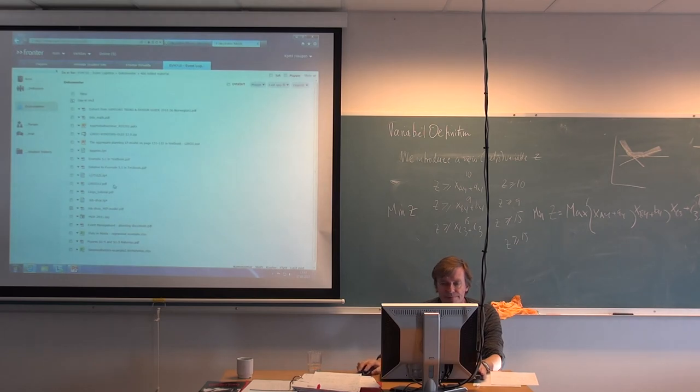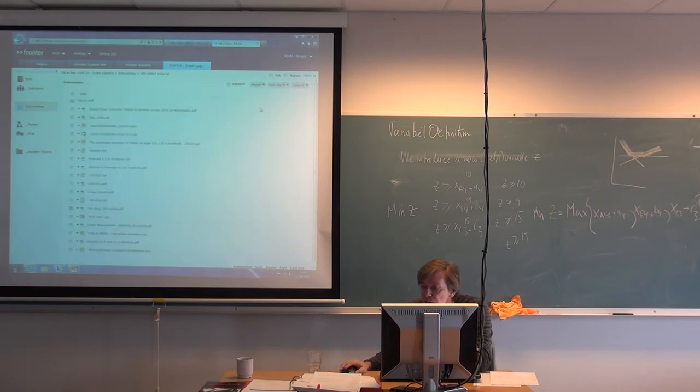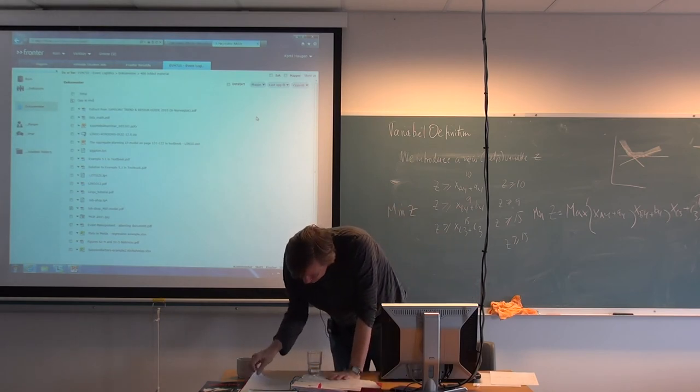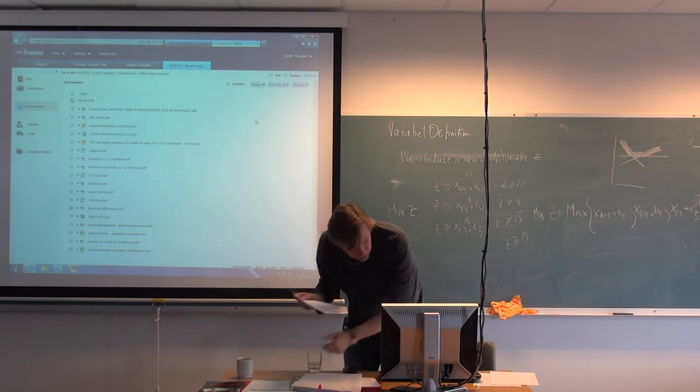There is something called jobshop.lg4 here, which is this model with numbers on the A's and the B's. I don't remember if the example contains numbers. Let me see. Yeah, I can write it up for you on the board.